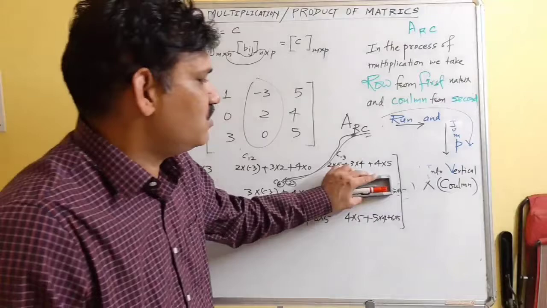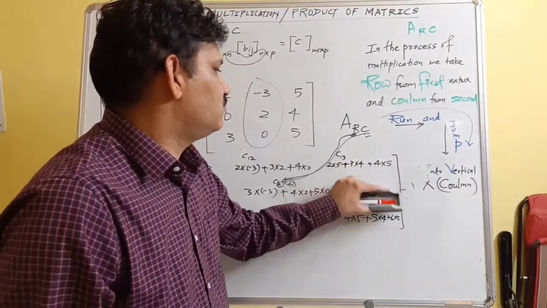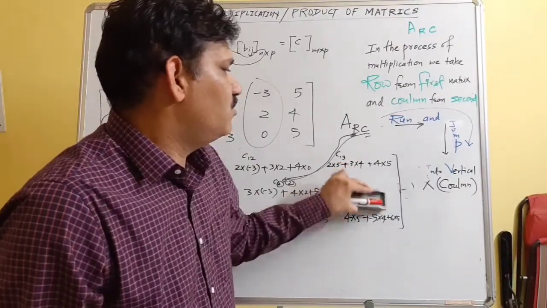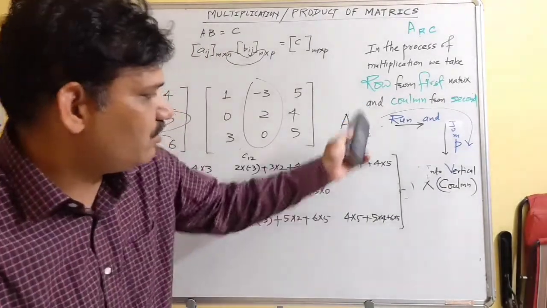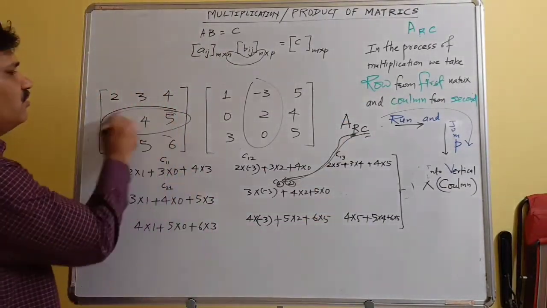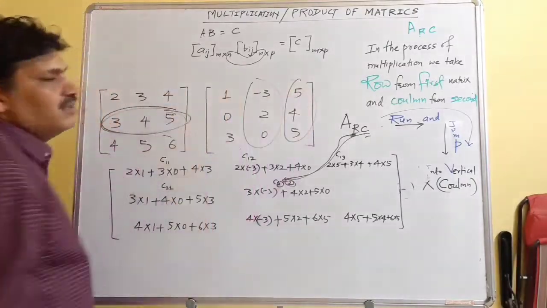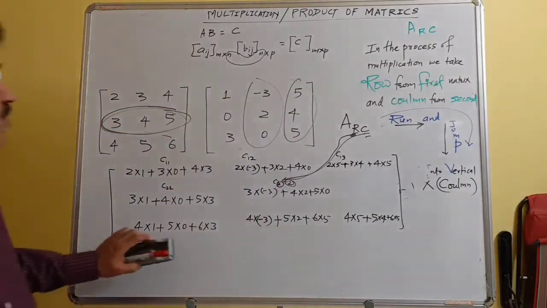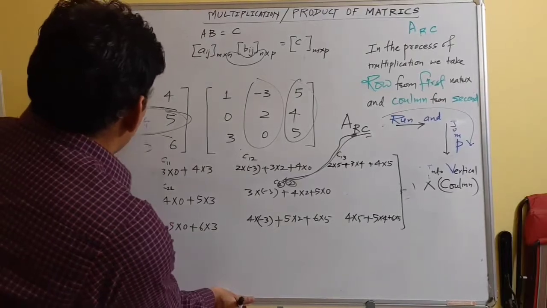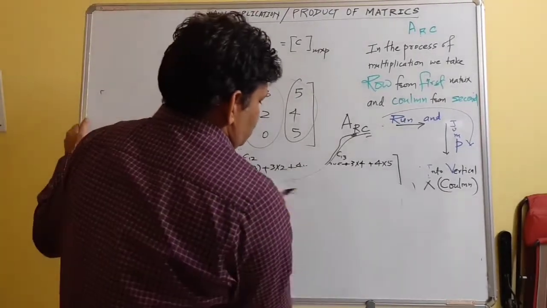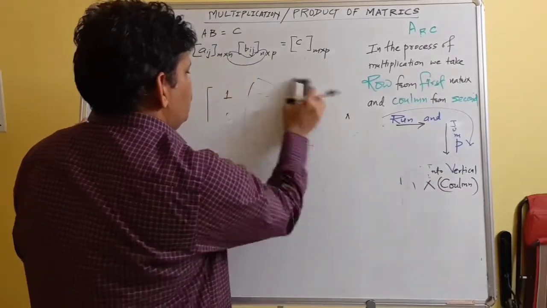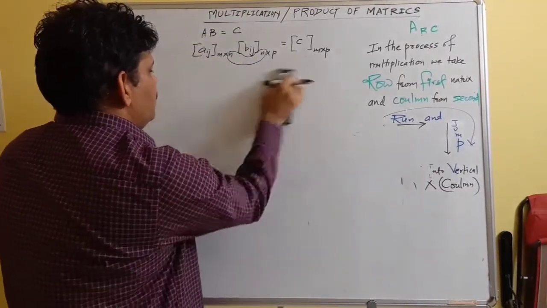Suppose this entry is missing. So how can you find which entry is it? Second row, third column. Second row will be multiplied by third column. So let's take a new question and try to find the product.